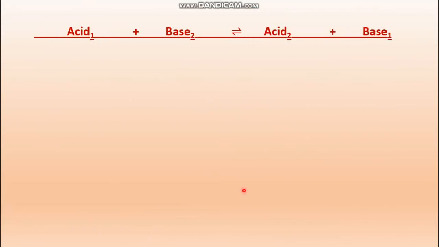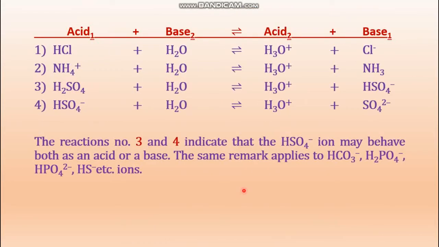Now we move on to some examples. Example number 1. HCl plus H2O. HCl releasing a proton to become Cl minus. So here 1 is Cl minus. HCl becomes Cl minus. Now species 2 is H2O. Now this species 2 has become H3O plus. So acid 1 plus base 2 equals acid 2 plus base 1.